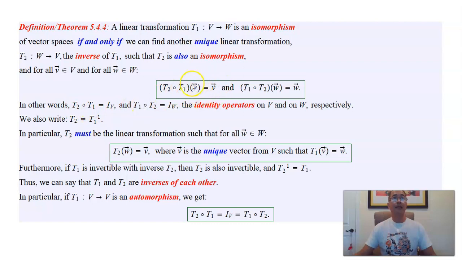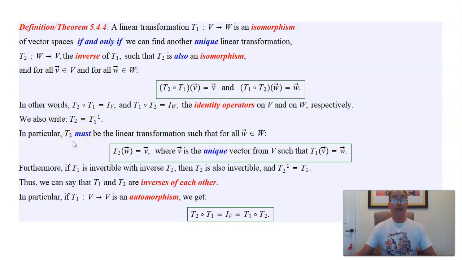So in other words, the composition T2 composed T1 is the identity on the domain V, and T1 composed T2 is the identity on the codomain W. So we did not have this in section 3.6 because our operators went from Rn back to Rn. So now we are not requiring that the domain and codomain are the same. They just have to have the same dimension. Okay? So again, we write T2 as just the inverse of T1.